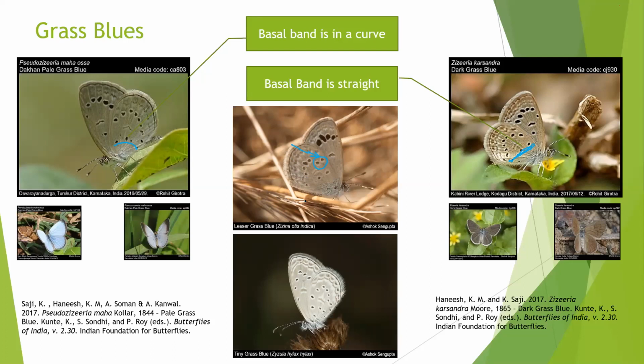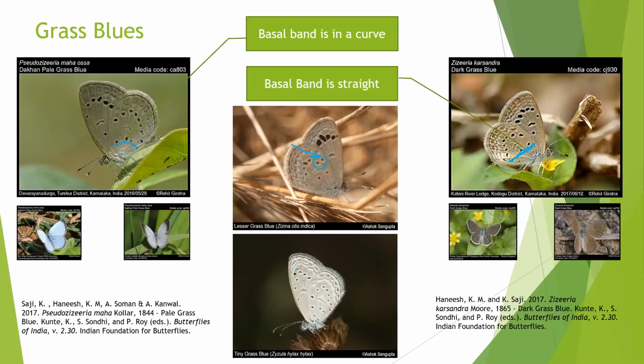And the last grass blue is the tiny grass blue, which is the tiniest of them all. It is characterized by the fact that when you see it sitting on the blade of a leaf or a flower, you'll find that it always wags its wings. It will keep on wagging its tail and the wing.